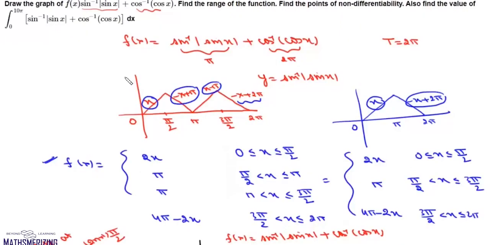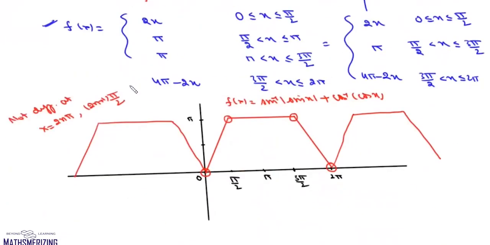Now we need to find the range of this function also. So the range of this function is from 0 to pi. As we can see, this graph lies entirely in this interval from 0 to pi. So the range of this function is from 0 to pi.